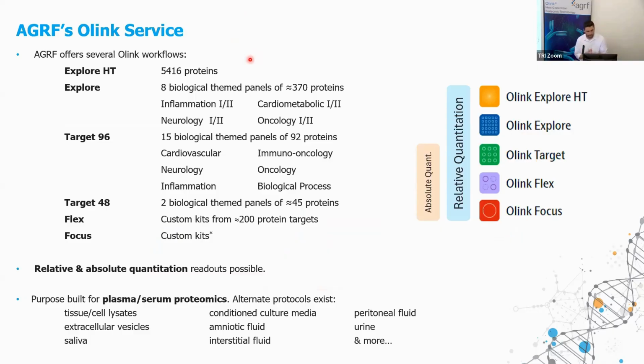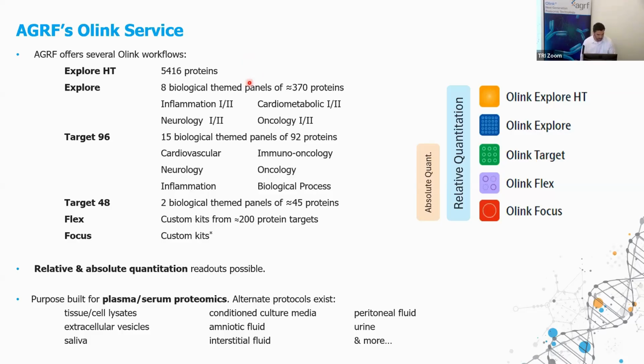Explore HT. This is basically the largest proteome offering. It assays 5,416 proteins. These proteins are of diverse biological significance and origin. And so really it does give you terrific proteome coverage of the particular biological state that you're interested in. And you can build quite robust differential expression analyses from the data which comes from the Explore HT workflow.